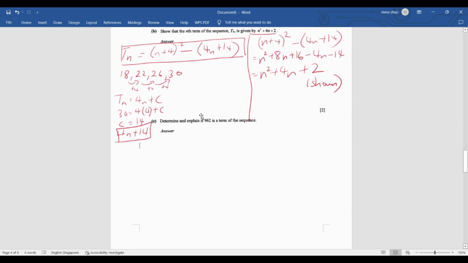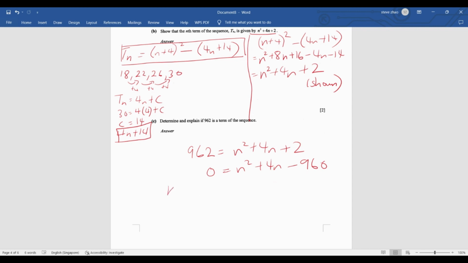Okay, next. Determine and explain if 962 is a term of the sequence. Very simple. If you see this kind of question and you already have the formula, you just need to go and solve for n. So I'm just going to put 962 equal to n squared plus 4n plus 2. So I bring 962 over to the right side. 0 equal to n squared plus 4n minus 960. And you get yourself a quadratic equation. Now, this quadratic equation most likely cannot be factorized. Of course, you can go and try, but don't waste too much time here. My advice is use your calculator function, the quadratic function, press it in and get the numbers.